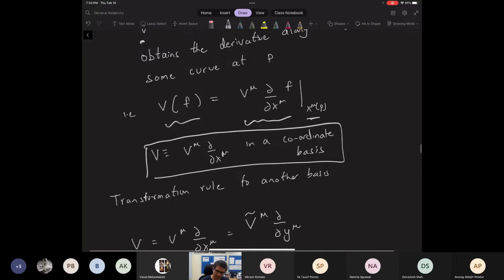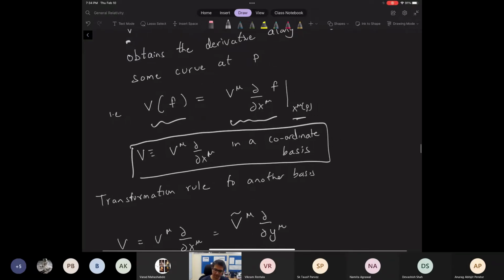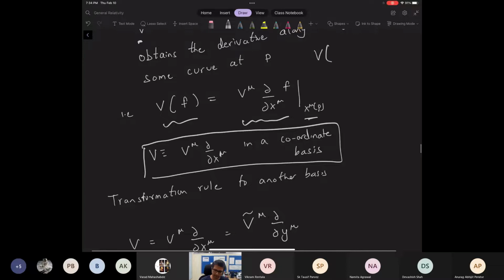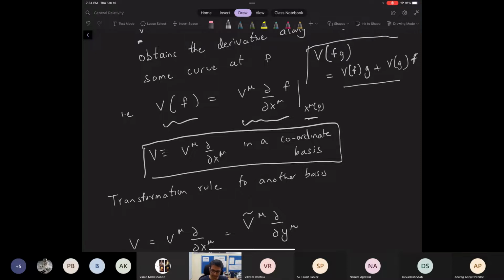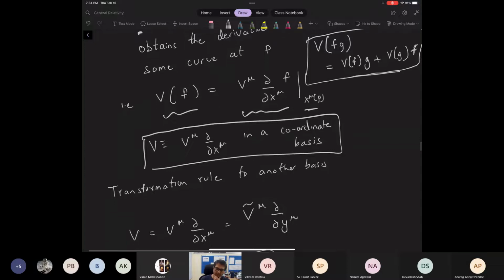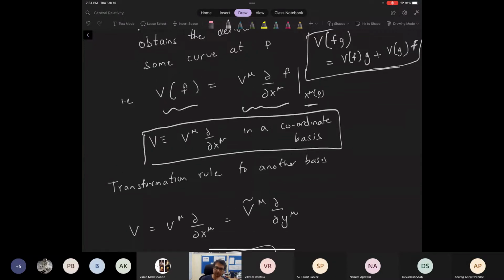One additional property that I should mention: as a derivative, the vector also satisfies another important property, which is this. This is called the Leibniz rule, or you might think of it as differentiation by parts. So this is Vf times g plus Vg times f. This property is also very important, that these vectors satisfy this property, the way we've defined them, in their action.